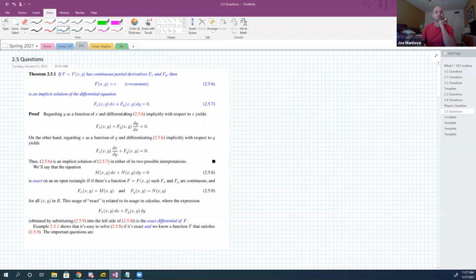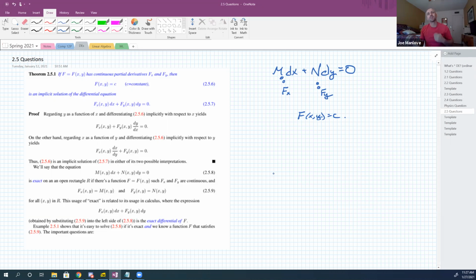So the way I'm going to use this in practice is I'm going to have a differential equation that looks like m dx plus n dy is 0. And I'm going to look at this and think, hey, what if that thing's fx? What if this thing's fy? If I can find a function f with that property, then I can say f of x and y equals c is the whole family of solutions here, and I can just be done. You guys all on board with that idea at least?